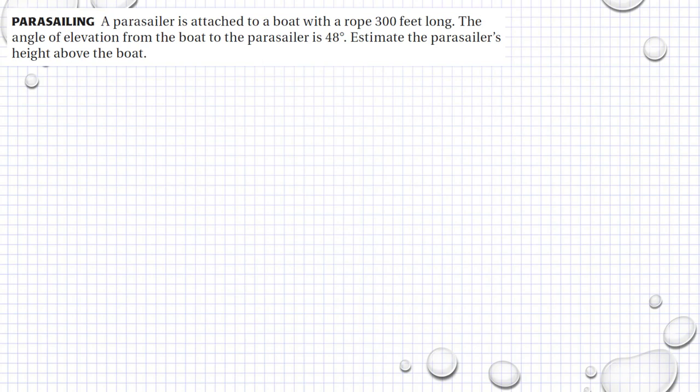One of the applications or areas where we can apply the 6 trigonometric functions is when we talk about angle of elevation and angle of depression. Like what we have here, parasailing. A parasailer is attached to a boat with a rope 300 feet long. The angle of elevation from the boat to the parasailer is 48 degrees. Estimate the parasailer's height above the boat.